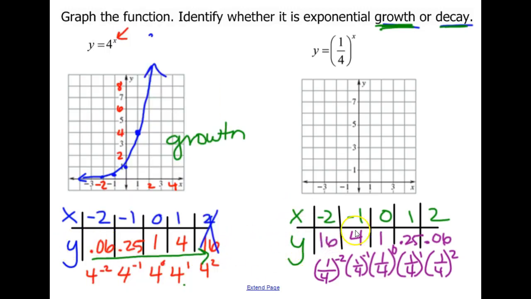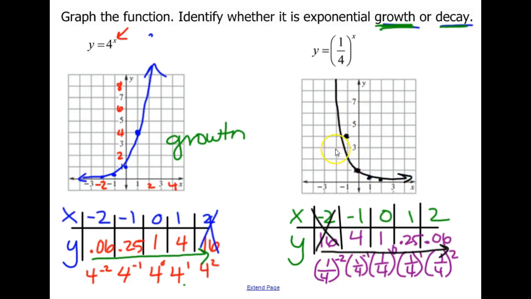If you notice, these two graphs are actually backwards of each other. This one's 4th and this is 1/4. So this is growth. You can assume this one's going to be decay, because as we go across here, our numbers are getting smaller. So 16 we're not going to be able to plot, but at -1 we're up 4, at 0 up 1, at 1 up 0.25, and then almost on that x-axis.